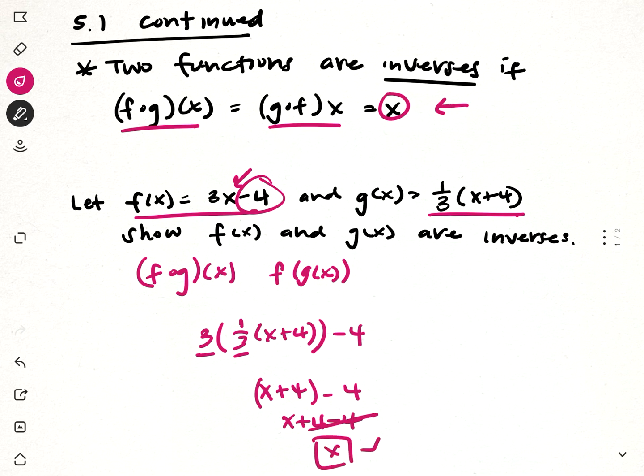So we just showed from the above definition that because when we compose f of g, our answer is x, these are inverses. If you chose to compose g of f, we'd find the same exact thing true. So either way, you'd come out with the same answer. We'd come out with x at the end.